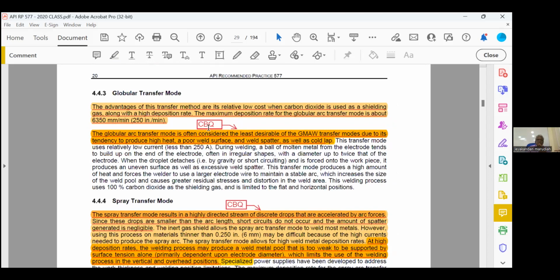Next page, globular transfer. Page number 20, highlight the first paragraph. The advantage of this transfer method is the relatively low cost when carbon dioxide is used, and high deposition rate. And the second paragraph, first 2 lines are closed book. The globular transfer mode is often considered the least desirable of GMAW transfer modes due to its tendency to produce high heat, poor weld surface, and weld spatter. That is closed book.